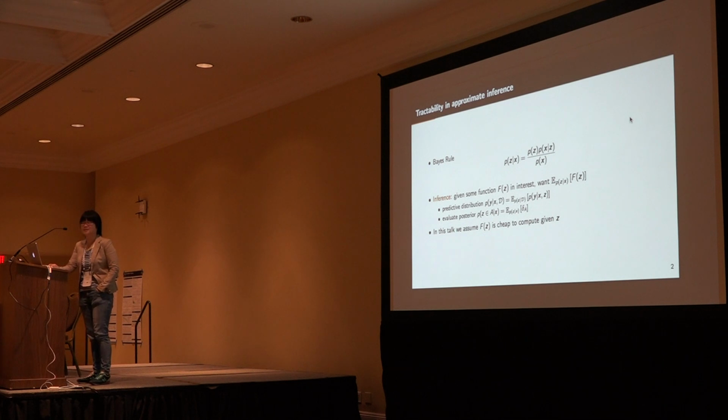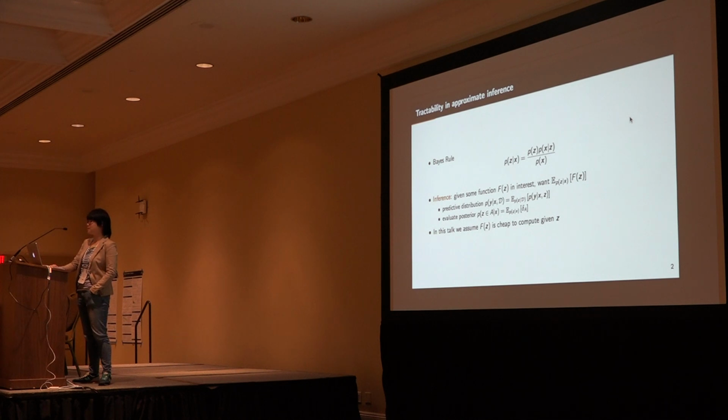Just to set up the background, this is Bayesian inference 101. You have Bayes' rule, which is computed from your prior distribution p(z), your likelihood p(x|z), divided by the marginal distribution p(x). Once you obtain this exact posterior p(z|x), inference is done by computing the expectation of some function f(z) of your interest.